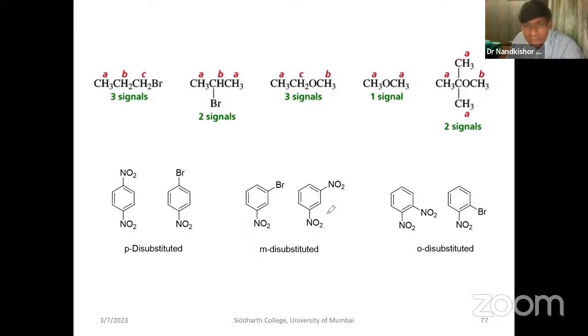Now for meta-dinitrobenzene, we have a symmetry, no doubt. So this one and this one are the same, this one is different, and no doubt this one is different. So 1, 2, and 3: 3 signals you will get for this. Now here there is a complete symmetry. So this one and this one are the same, this one and this one are the same, so 2 signals you will get. Whereas in case of the bromo derivative of nitrobenzene, this one and this one are different, this one is different, and this one is there. So the total peaks will be 4 for this. Move on to the next.